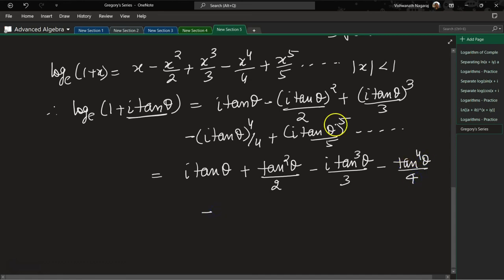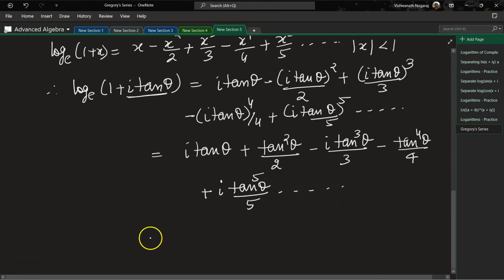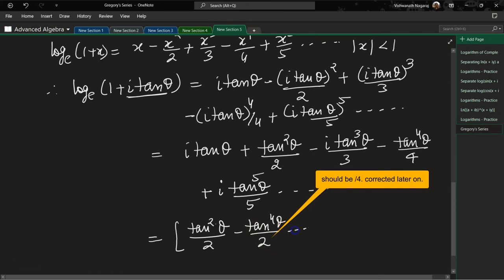Then i to the power of 5 will be what? i to the power of 4 times i. So plus i tan to the 5 theta by 5, and on and on. Okay, so if you notice, there are certain terms which are imaginary, certain terms which are real. So let's group them together. Let's take the real part first: tan squared theta by 2 minus tan to the 4 theta by 4, and on and on.